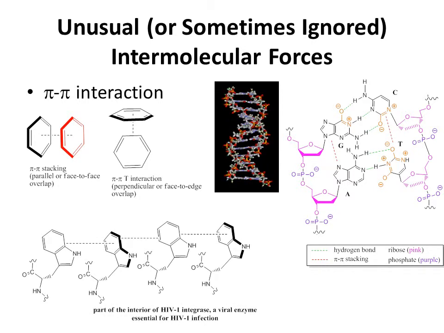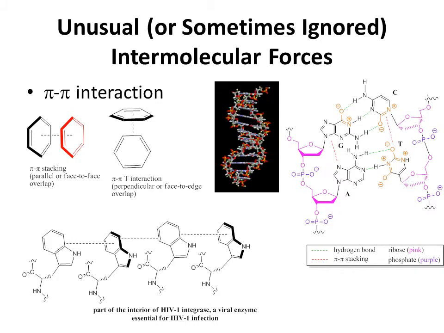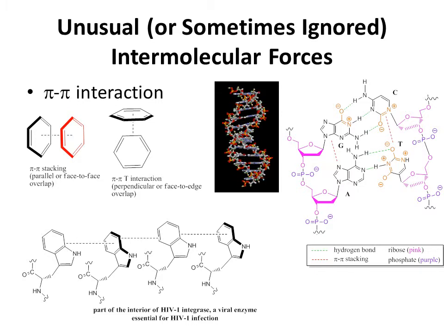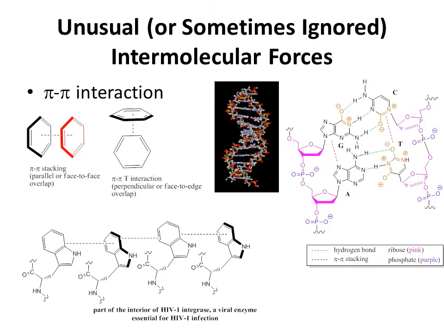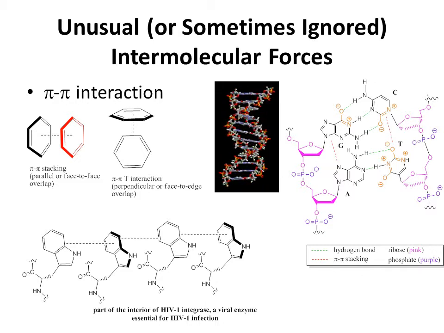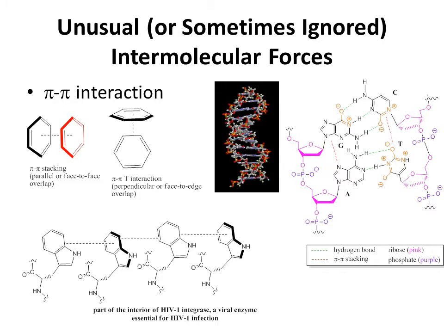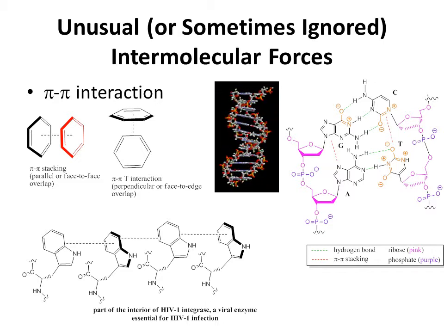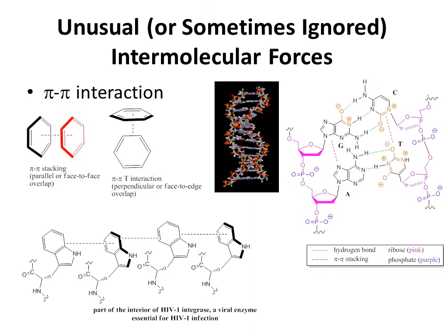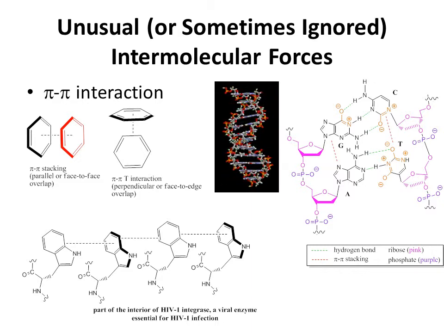This is part of the interior of HIV-1 integrase, an enzyme which is produced by the virus HIV-1, which causes AIDS. If you look at the structure of this interior portion, there are T-type Pi-Pi interactions between each of these amino acid residues, and these T interactions stabilize HIV-1 integrase. It's possible that disrupting these T-type Pi-Pi interactions could lead to the failure of the enzyme to function and thus act as a treatment for HIV infections.